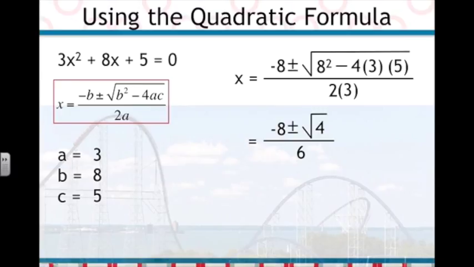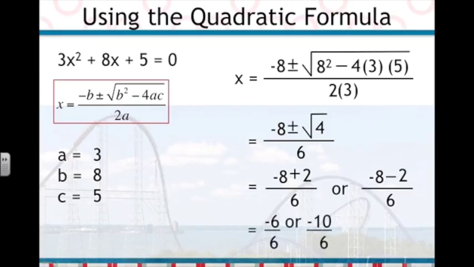Now, the square root of 4 is 2, so we need to find negative 8 plus 2 over 6 and negative 8 minus 2 over 6. Negative 8 plus 2 is negative 6, but negative 8 minus 2 is negative 10. So now we have negative 6 over 6 or negative 10 over 6 as our two roots. If we reduce these values, we have our two roots.